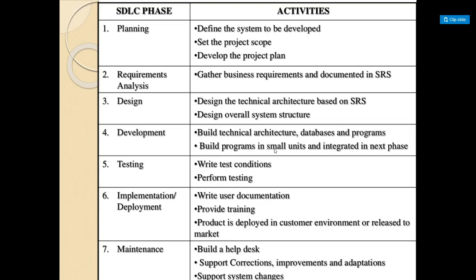So it has some phases, as you've seen. Planning: let's see what activities are done in these phases. In planning, we define the system to be developed, we set the project scope, that is, what is to be done, and develop the project plan, how the project will be moved forward or how it will be done. For this we have the requirements analysis next, that is, gather the business requirements and document them in the SRS.